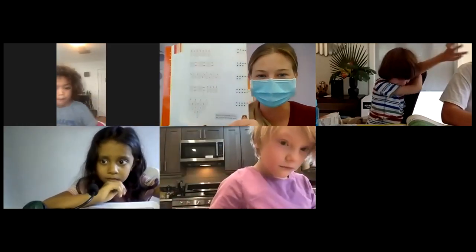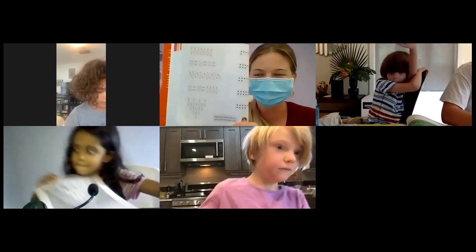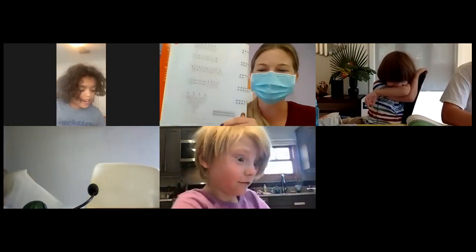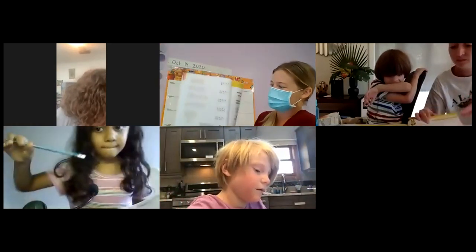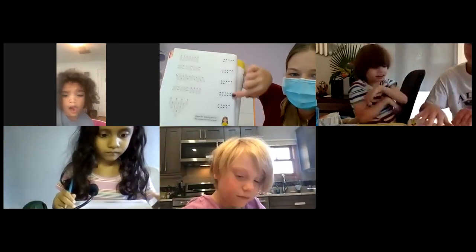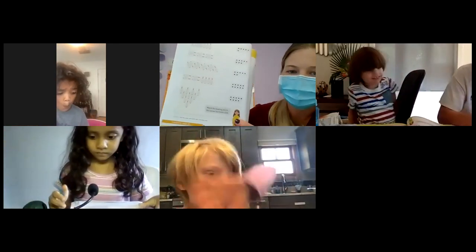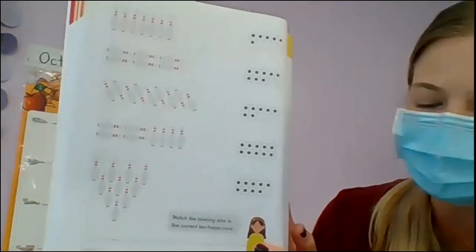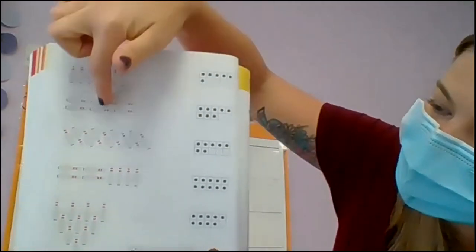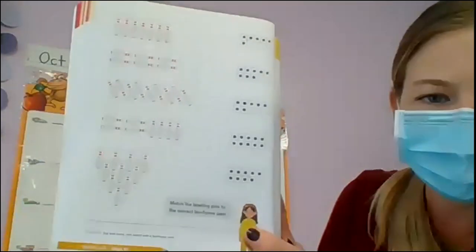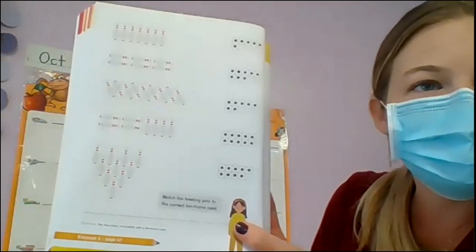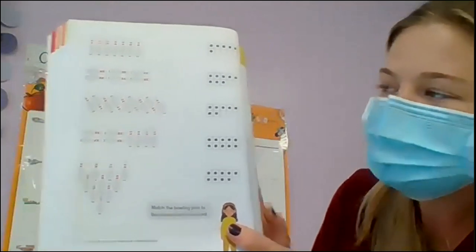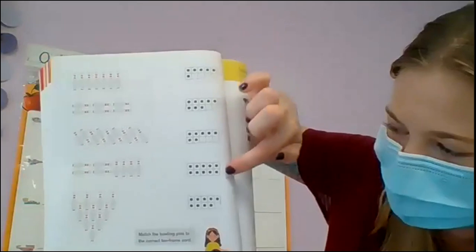It looks like that kid knocked over some bowling pins. Looks like he knocked some over on page 58. Yeah, it looks like on this side of the page, there's all those 10 frames. Remember we were doing those last week. And then on this side of the picture, there's a group of bowling pins. So what you're gonna do with your pencil is you're gonna match the number of bowling pins to the number of dots in the 10 frame.